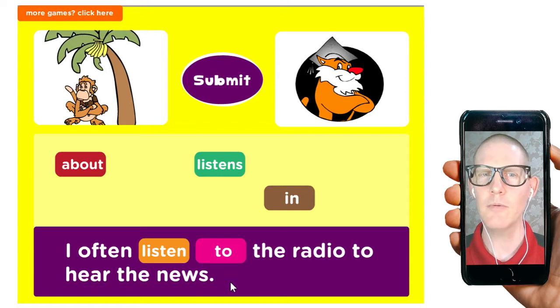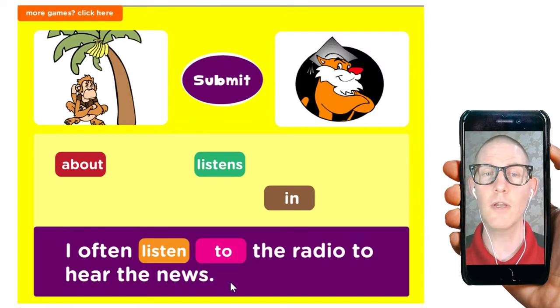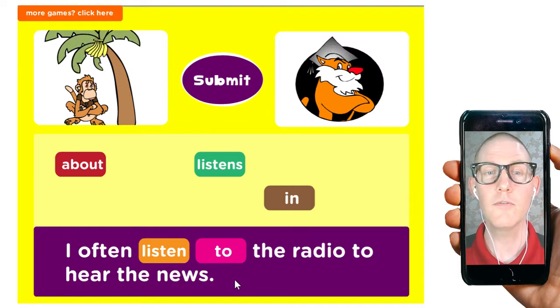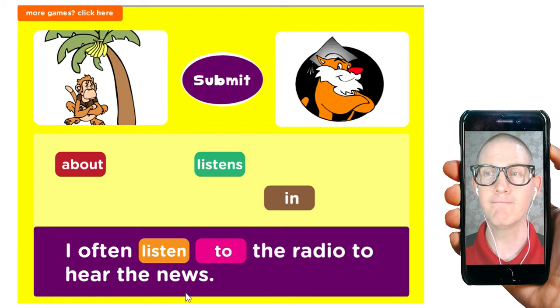And this is probably, well, I guess it could still be current, you know, if someone's driving in their car, they might have the radio on and be listening, or even on the internet. All right, let's do pronunciation. Repeat after me. I often listen to the radio to hear the news.